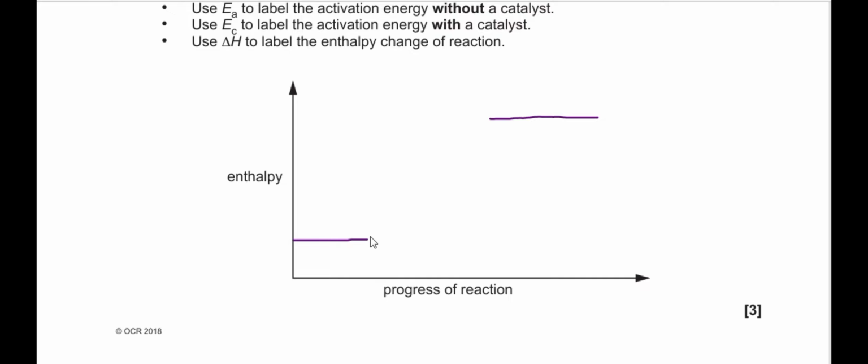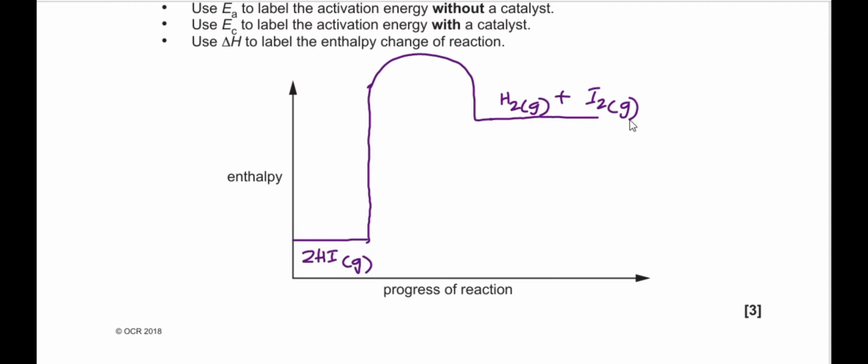In order to react, the reactant molecules should reach a higher energy level, that is the activation energy. Let's say this is the activation energy. From there, when the reaction happens, they end up at this product energy level. So let's write this as 2HI gaseous at this energy level, and this is H2 gaseous plus iodine gaseous.